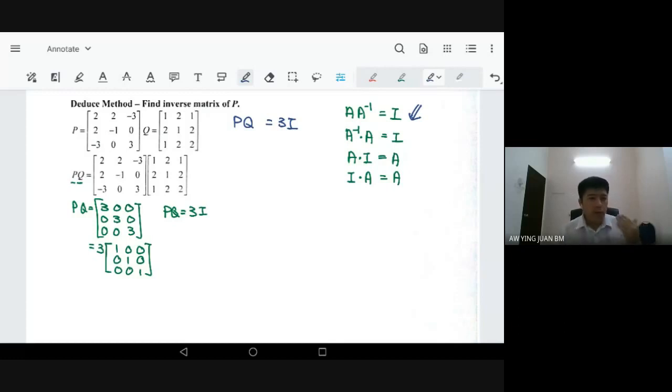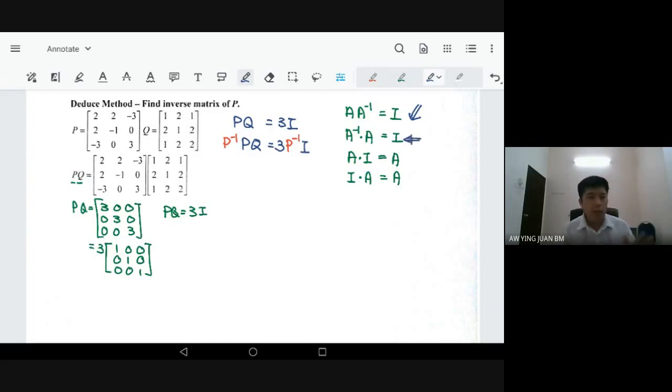Now the question asks us to find the P inverse, so our objective is to find the P inverse. What we can do is multiply both sides with the P inverse. So we have P inverse multiplied with PQ equals to 3, because 3 is a scalar, not a matrix, so it doesn't matter for the order. So we only focus on the matrix. On the right-hand side as well, P inverse multiplied with the I. So the order is in front for both sides.